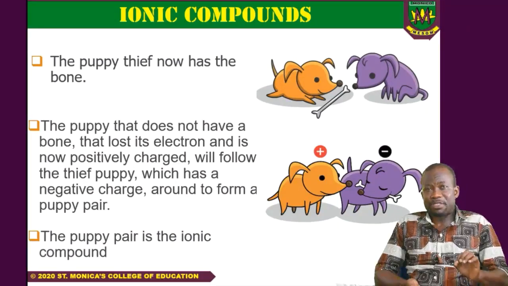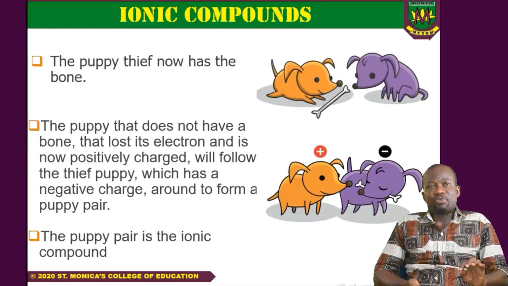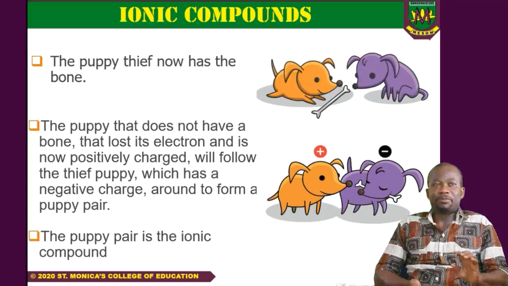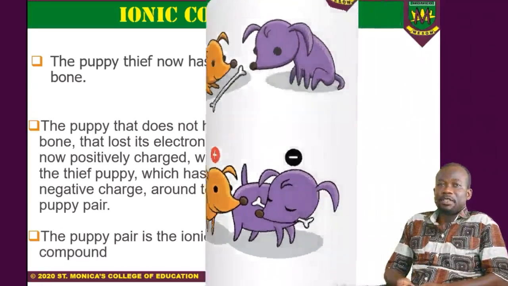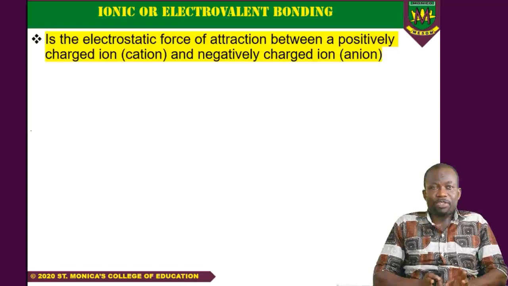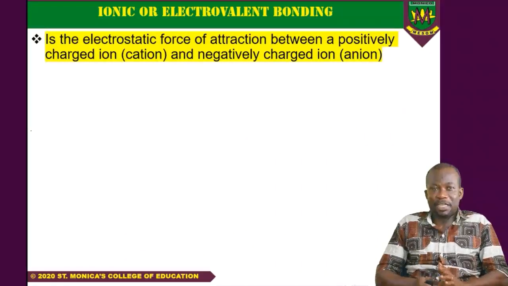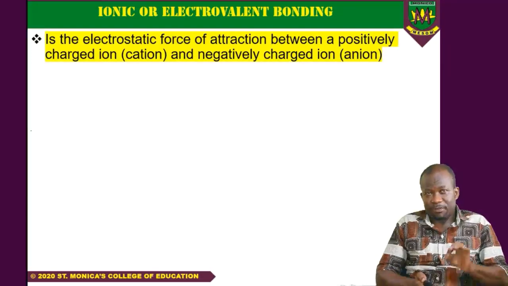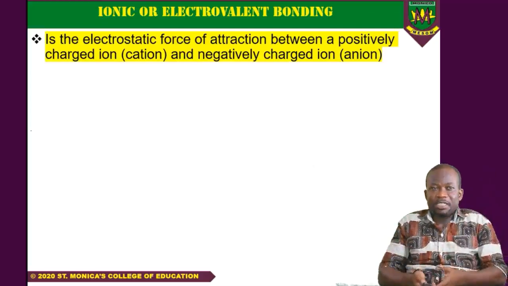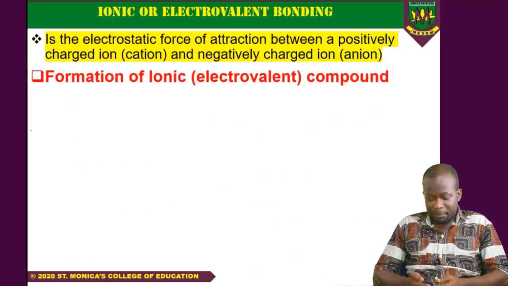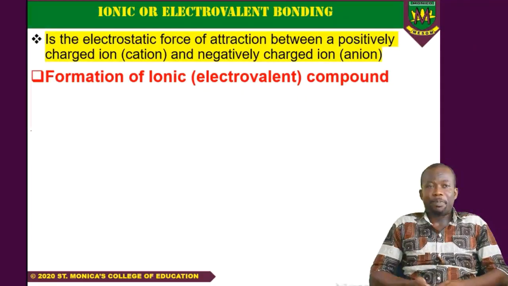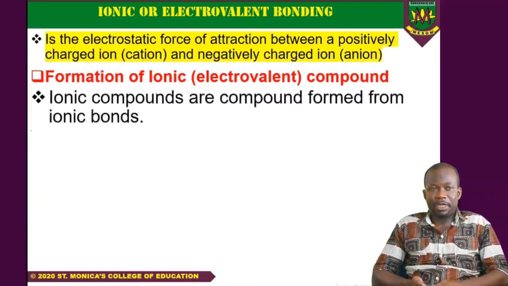So in the context of chemistry, when we talk of an ionic bond, which is also an electrovalent bond, it is an electrostatic force of attraction between a positively charged ion, which is called a cation, and a negatively charged ion, which is called an anion. So electrostatic force is a force of attraction between oppositely charged particles. And formation of ionic or electrovalent compounds, how are they formed? Ionic compounds are compounds formed from ionic bonds, like we have echoed earlier on.